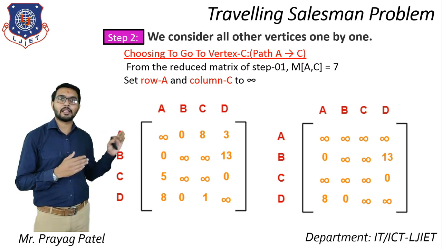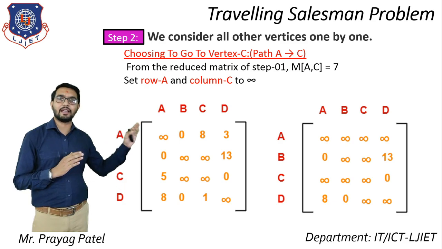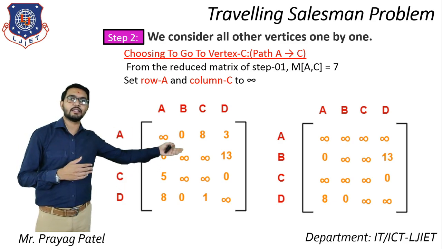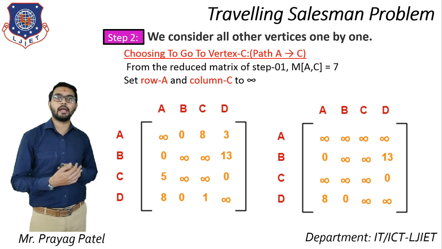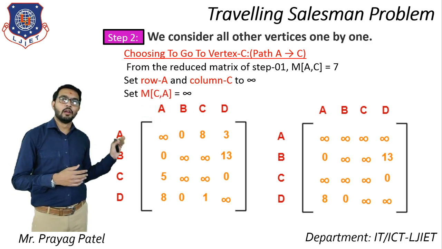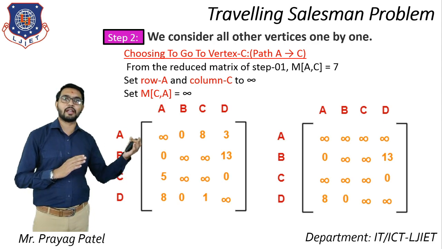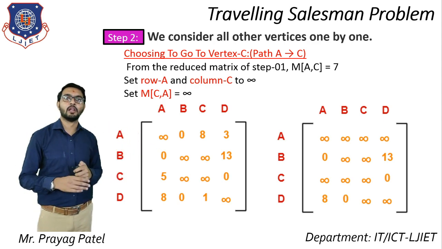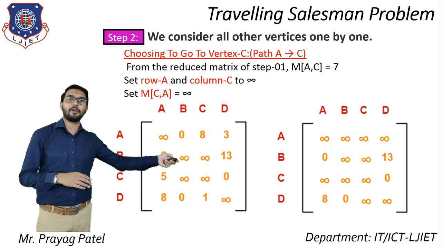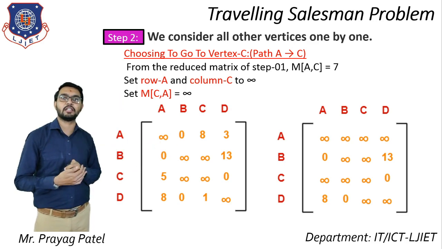So here path from A to C. So row A and column C are considered as infinity. Okay, see in this second figure we represent the infinity value in row A and column C. Now consider the location M of CA, because the path is A to C, then the reverse of the path is considered as infinity, location MCA. So this matrix, second figure, is your resultant matrix after performing these three steps.